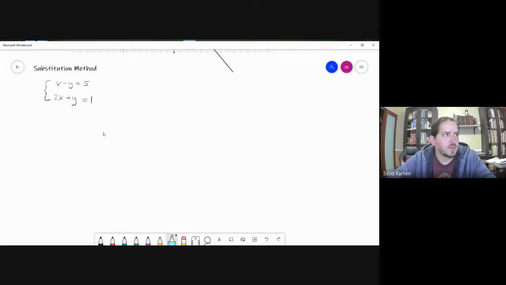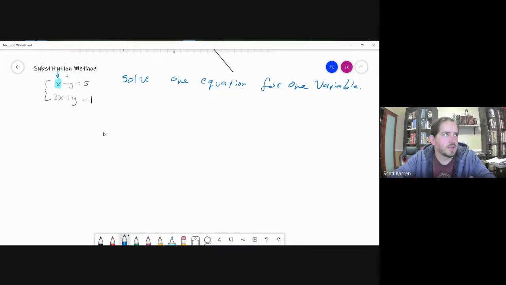For the substitution method, I'm going to pick a variable, and it doesn't really matter which one you pick. In this case, I'm going to pick that x that I just highlighted, just because it's easy to solve for, and I'm not going to end up with fractions or decimals. I'm going to pick one of the variables that's super easy to solve for and solve for it. So solve one equation for one variable. Right. So again, I chose this x.